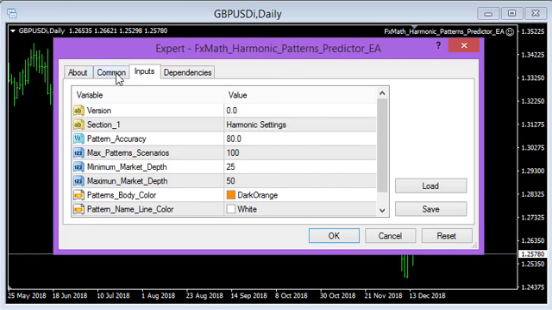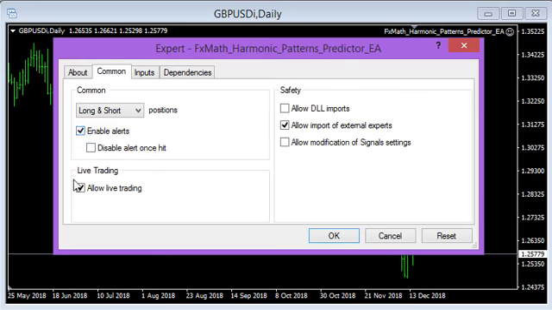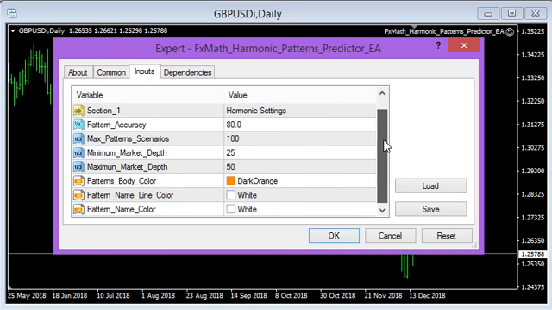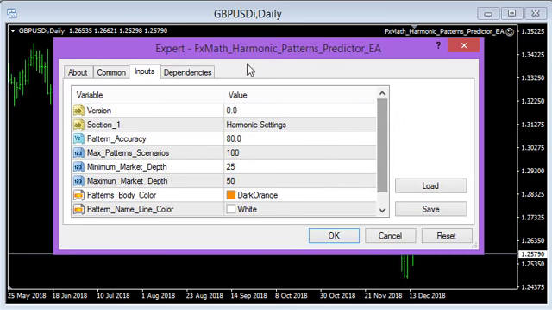So under the common tab, you make sure you have the checks in the boxes. I usually put one in DLL imports even if you don't need it, because it doesn't hurt if you don't need it, and it helps if you do need it. Here, I just leave everything alone. I'm not messing with any of them. We're just going to use the patterns that show up on this. We're on a pound dollar daily chart.